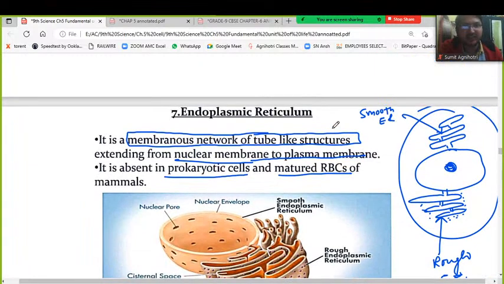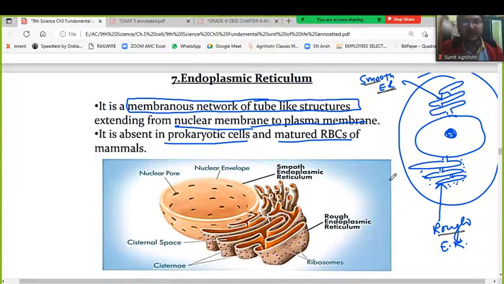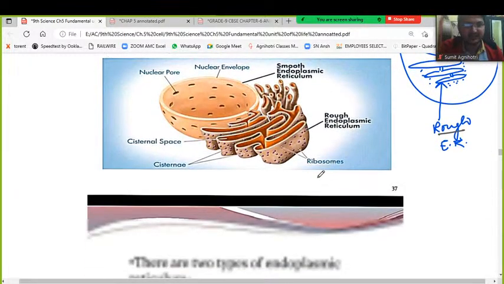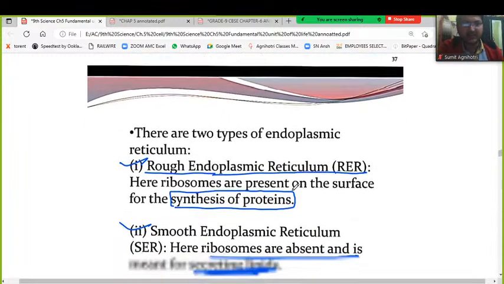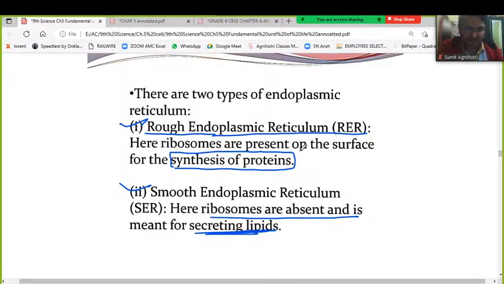Then endoplasmic reticulum is just attached to the nuclear membrane like this. They are smooth endoplasmic reticulum if they don't have ribosomes, and rough endoplasmic reticulum if they have ribosomes around them. It is a membranous network of tube-like structures extending from the nuclear membrane to the plasma membrane, and it is absent in prokaryotes and matured RBCs of mammals. There are two types of endoplasmic reticulum, and their main function is synthesis of protein, and they also transport this protein.